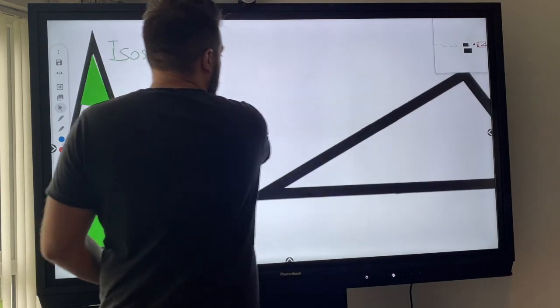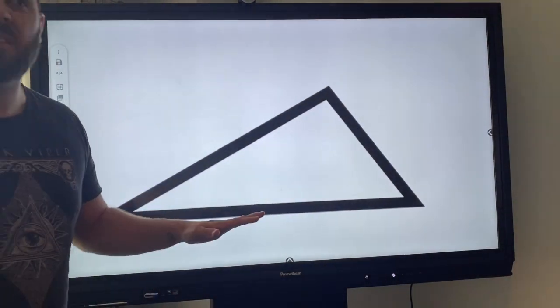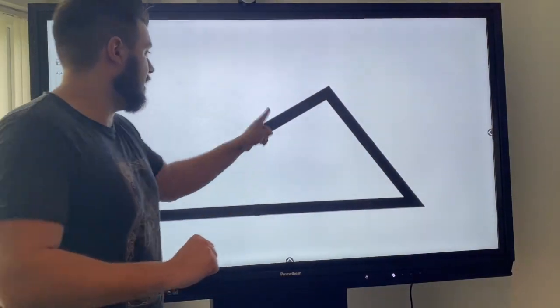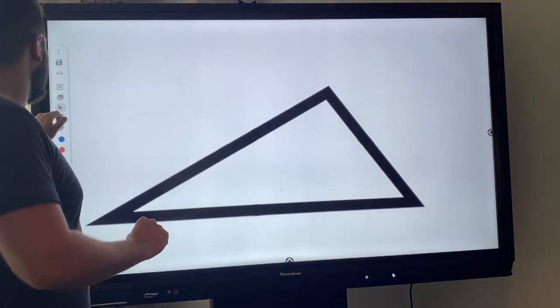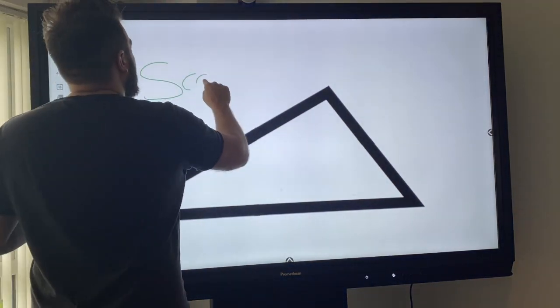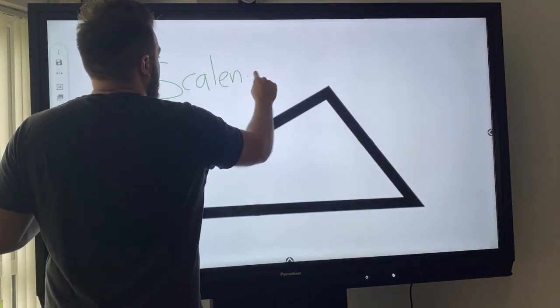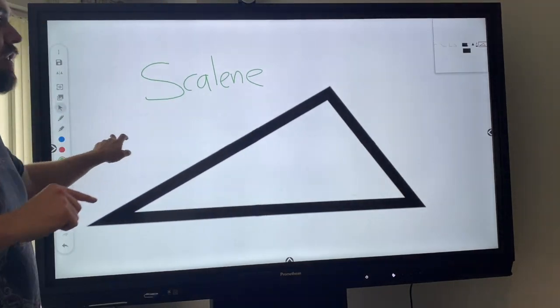Oopsie, I always forget to go across here. The last one, I'm not even going to measure these, I just want to tell you, each of these are completely different. So if they're completely different, it makes it a scaling. And that's the three different types of triangle, but using their angles.